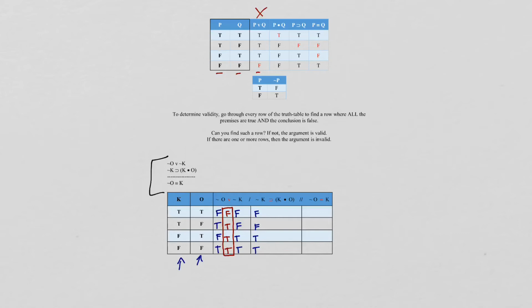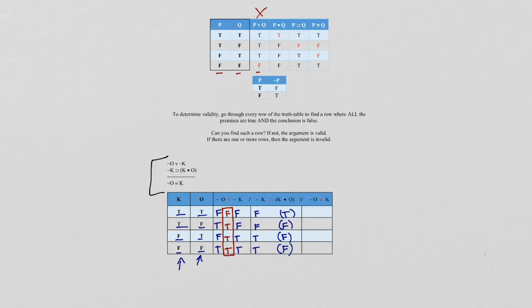Now we need to do K dot O. K dot O is right over here, and we could copy this down, or we could just look over here. The first one is true and true, so that's true. Second one is true and false, false. False and true, false. False and false, false. And I usually like to put parentheses around it to remind me that that's everything inside the parentheses.